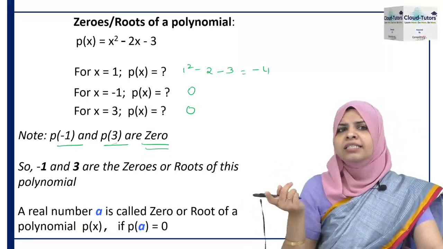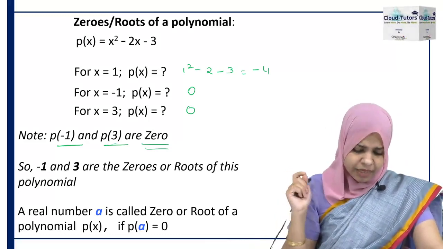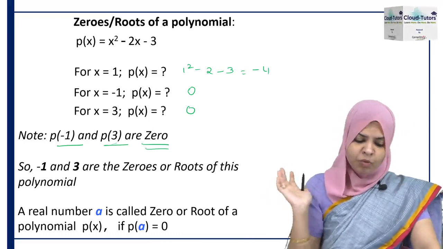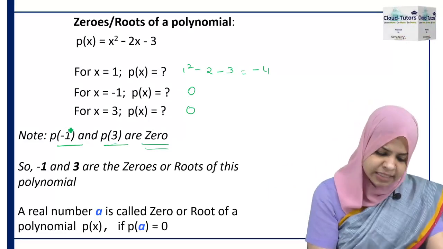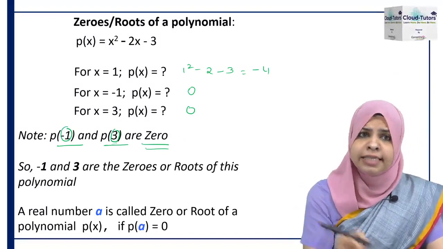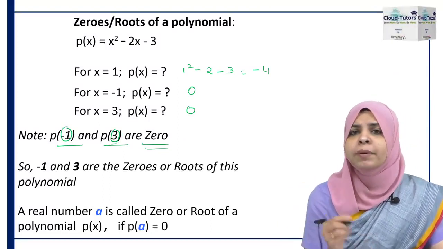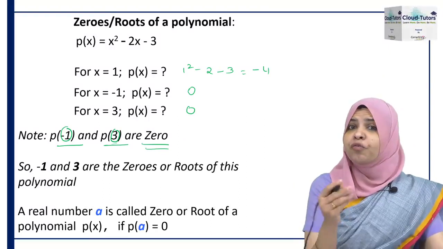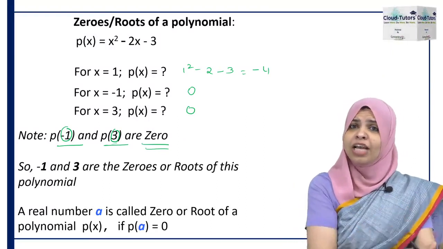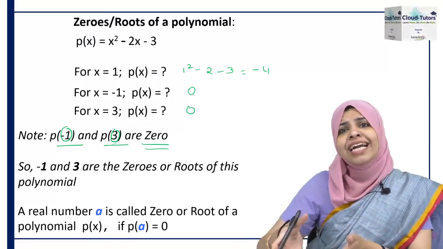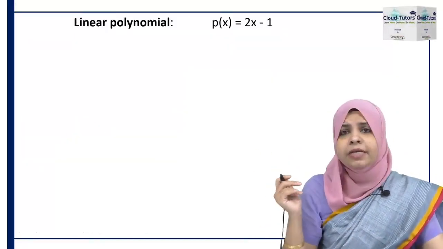So what are they saying? Now, a real number a is called a 0. Here, what is called a 0? This number, minus 1, this number 3 is called a 0 or a root of a polynomial P of x if when I substitute that particular value in that equation, that equation becomes 0. You call that a root or a 0 of a polynomial.